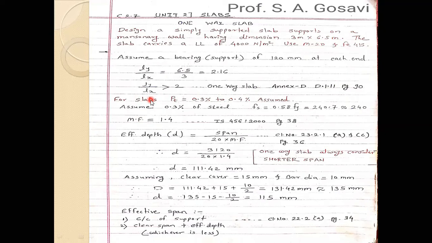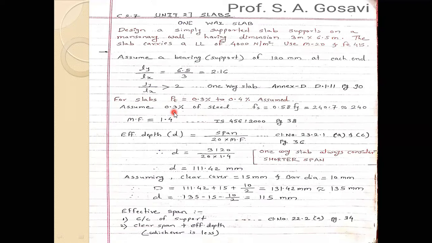Now the next thing, for slabs, we assume percentage of steel 0.3% to 0.4%. Normally, I have already told you 0.2% to 0.4% is generally taken for the slab. The notation for percentage of steel is pt. So here I am assuming 0.3% of steel. Okay, here I have assumed 0.3% of steel. So again you need to go to the IS code. So this is our percentage of steel assumed, 0.3% of steel. So why are we going to assume the percentage of steel? Because we want to calculate the depth of the slab.